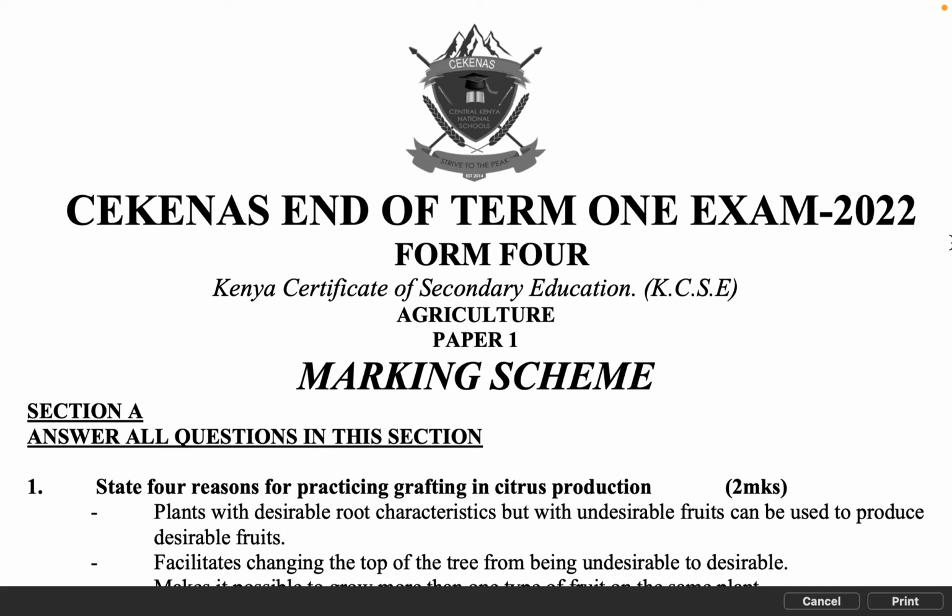Kenya Certificate of Secondary Education. KCSE. Agriculture. Paper 1. Marking Scheme. Section A. Answer all questions in this section.